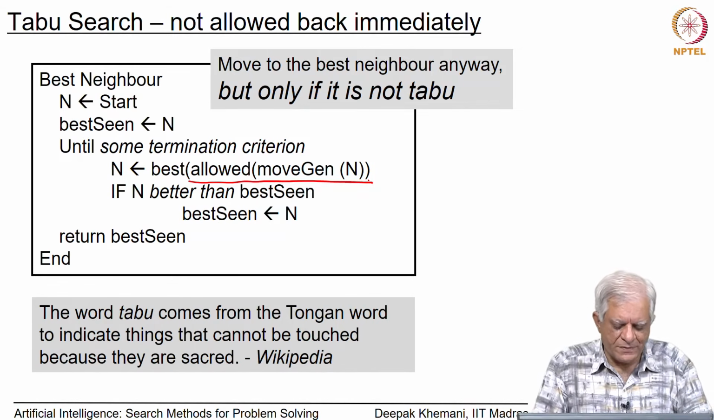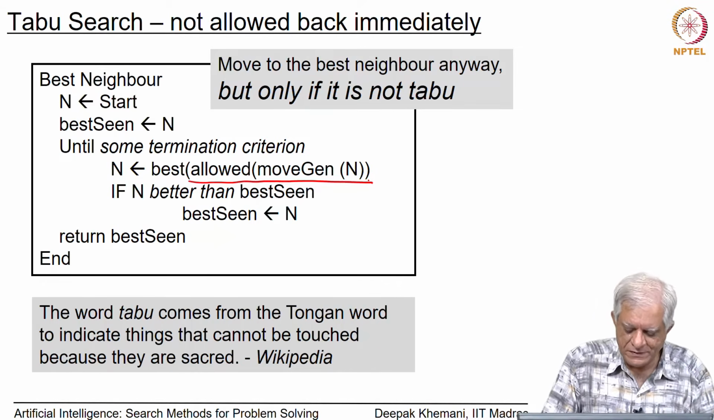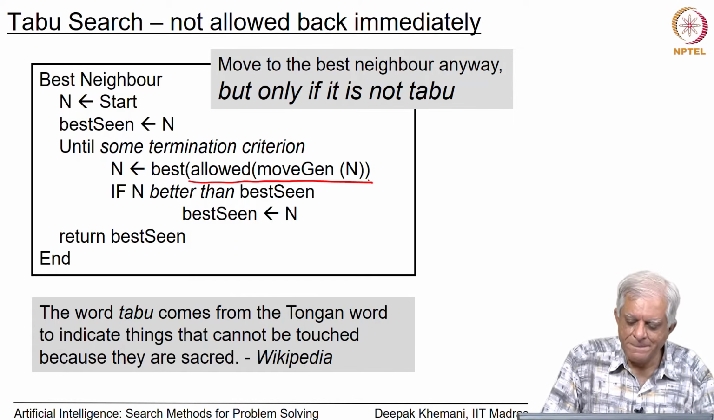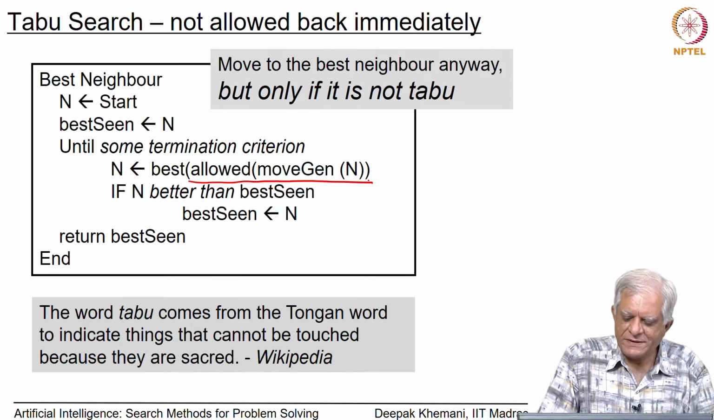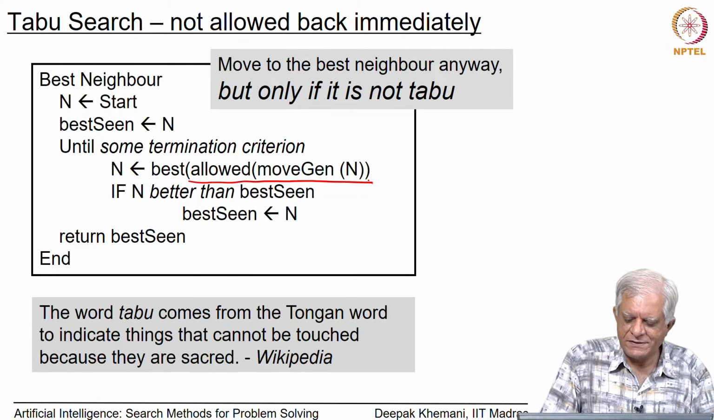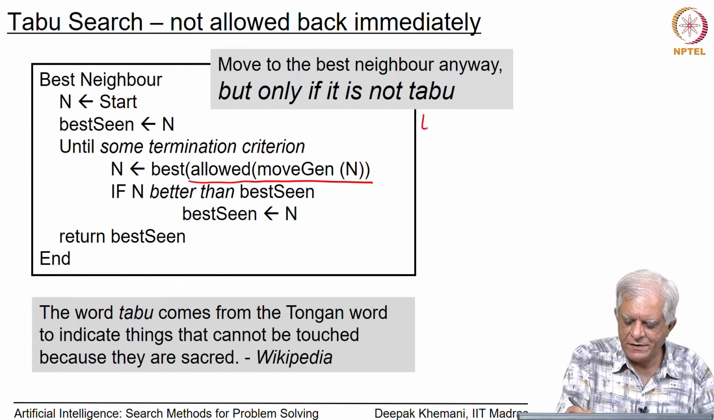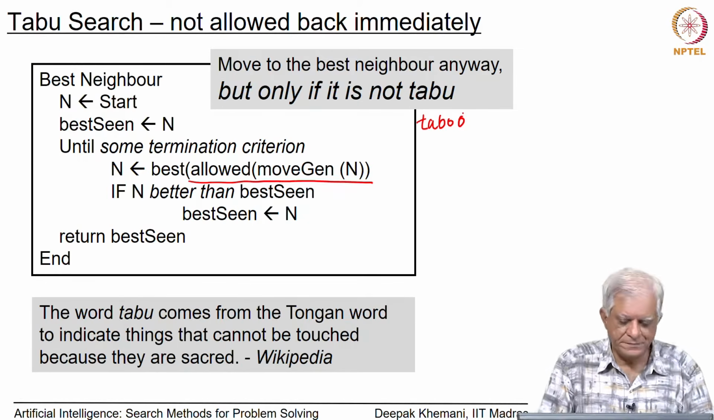So, the word taboo comes from the Tongan word, which indicates things that cannot be touched because they are sacred in some sense. I got this definition from Wikipedia. It is similar to the English word taboo. It is just that the spelling is a little bit different.